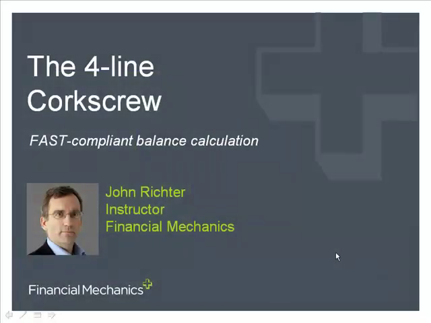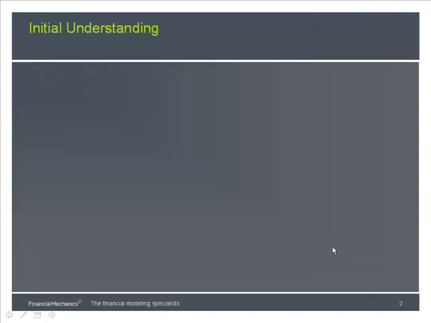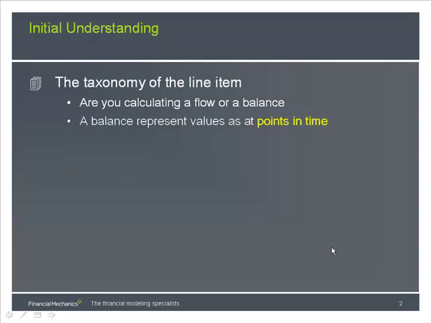I'm one of the modeling instructors here at Financial Mechanics, and I wanted to take a few minutes on this video to talk through what is called the four-line corkscrew, which is essentially the core component for calculating balances in a fast, compliant way. And before I get into the modeling, I think it's important that we're all on the same page, crucially with the taxonomy of the line item.